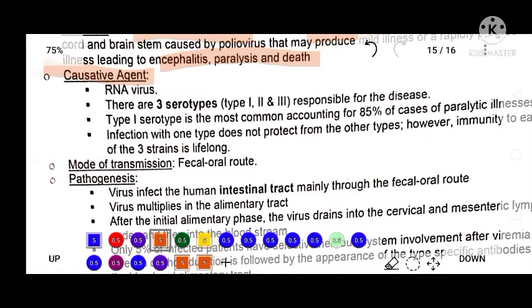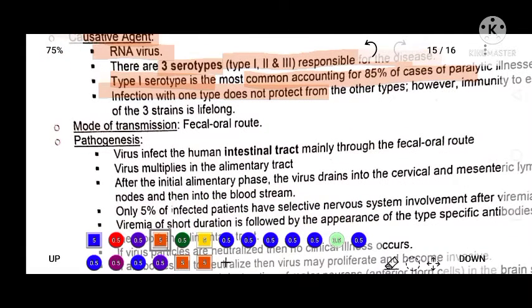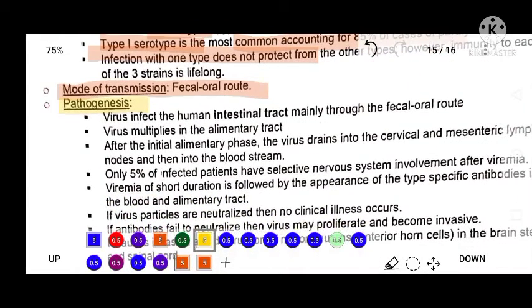And the causative agent of polio is an RNA virus, which has three serotypes: serotype 1, 2, 3, which are responsible for the disease, and type 1 serotype is most common, accounting for 85% of the paralytic illnesses. Infection with one type does not protect from the other, and the mode of transmission of polio is the fecal-oral route.